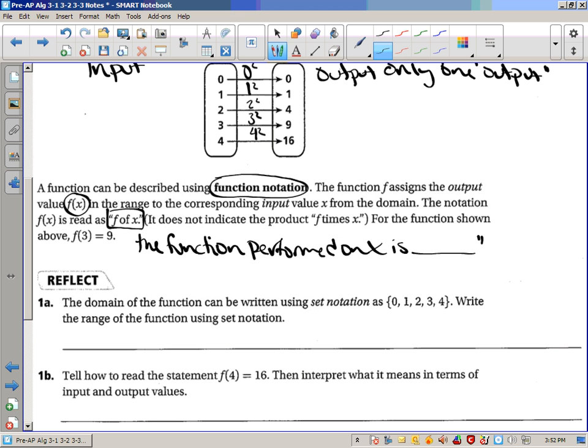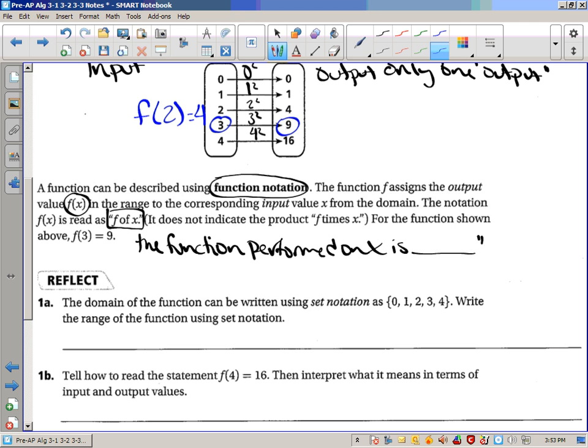Okay, here's another way you can think about it. If we see f parentheses 3 equals 9, that's saying the function performed on the input of 3 gets you an output of 9. And that's what we got here. So if I wrote, say for example, f of 2, the answer to that would be 4, because the function performed on the value of 2 gets you the value 4.